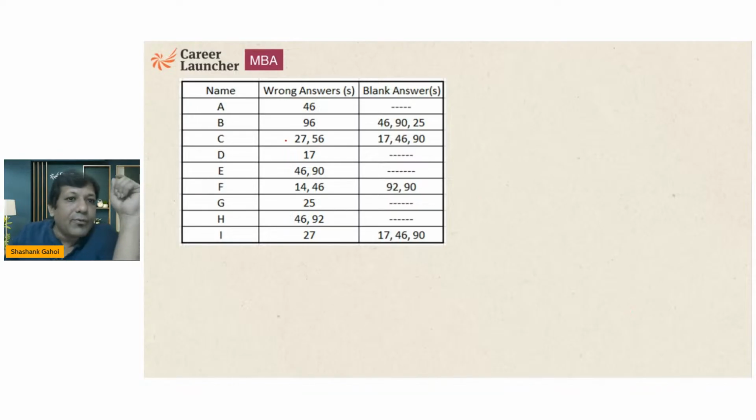So basically, I would say A got his answer key from mastermind and A introduced question number 46 as wrong answer. D got his or her answer key from mastermind and D is introducing question number 17 as wrong answer. G got answer key from mastermind and G is introducing question number 25 as the wrong answer. Okay. Now what is happening?